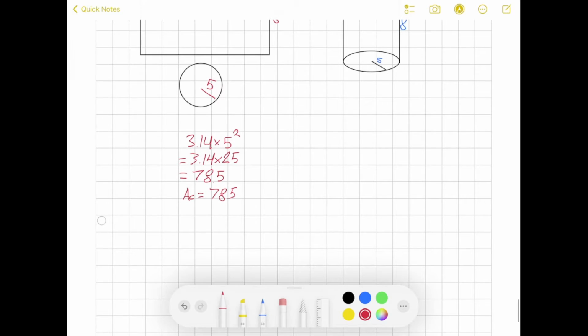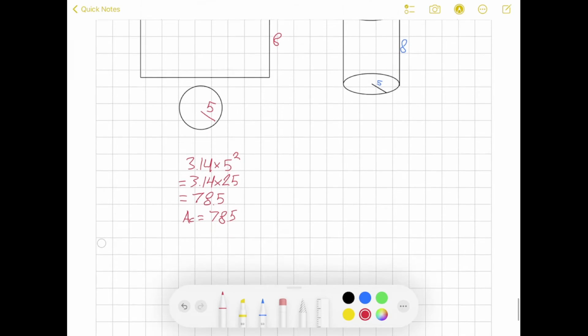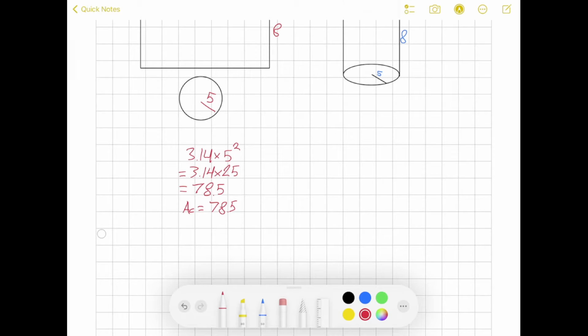Now let's find the rectangle. First, we need to find the perimeter of any of the circles. Now we use the perimeter formula for circles, which is 2 times 3.14 times our radius, or 5. And first we can multiply 2 and 5. It doesn't matter which order you do them in. So if you multiply 2 and 5, you'll get 3.14 times 10. And we multiply 10 with 3.14, and we get 31.4 as our answer.